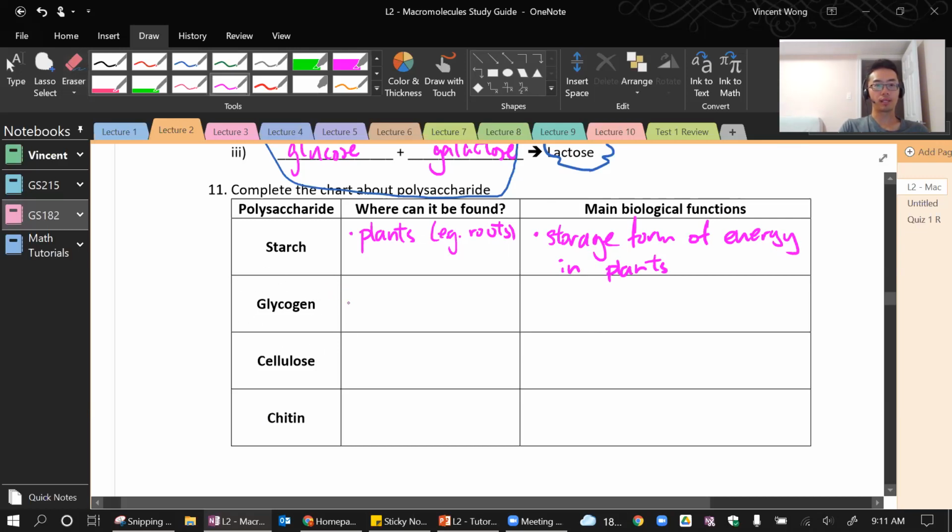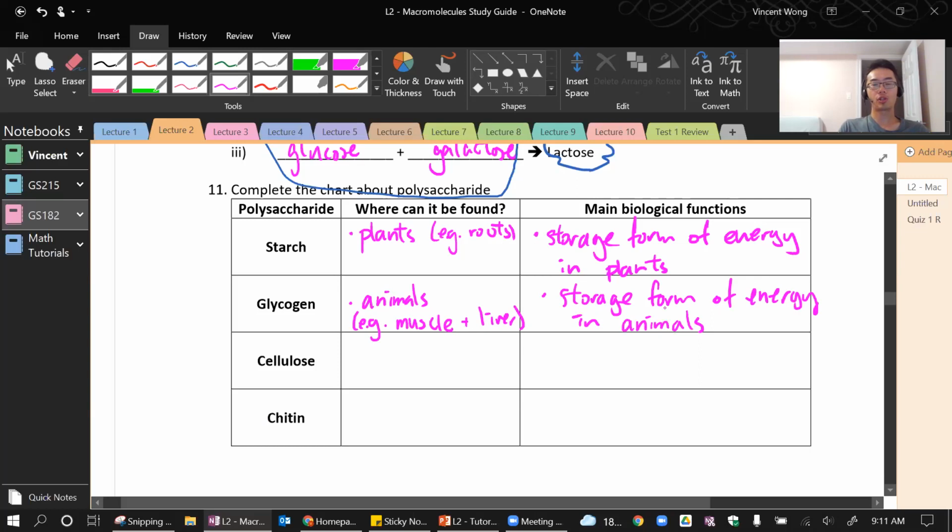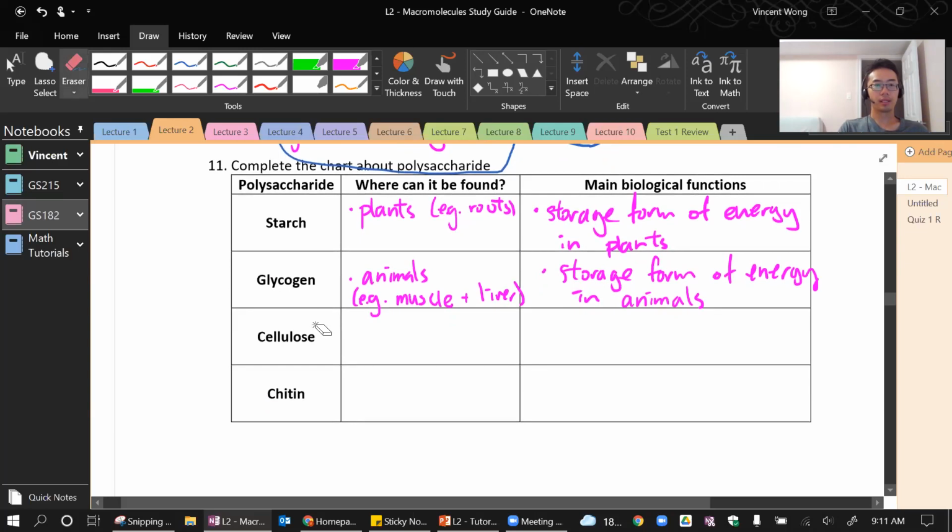Glycogen. We will find it in muscle. Well, we say animals. And we will find it in muscle and liver. And that is the storage form of energy in animals. So not just humans, like dogs or whatever as well. Pigs.